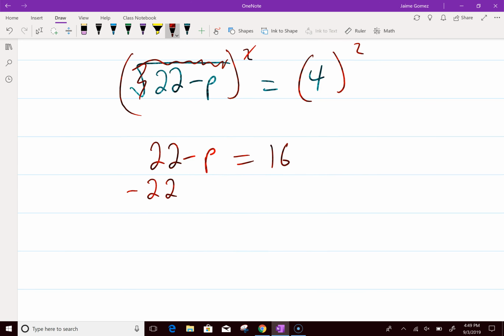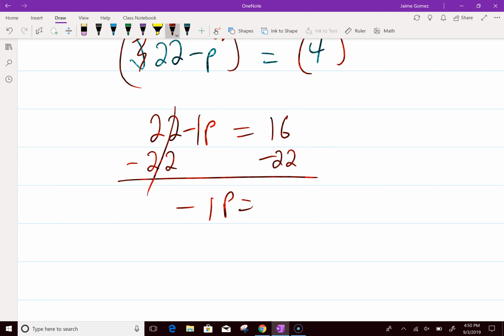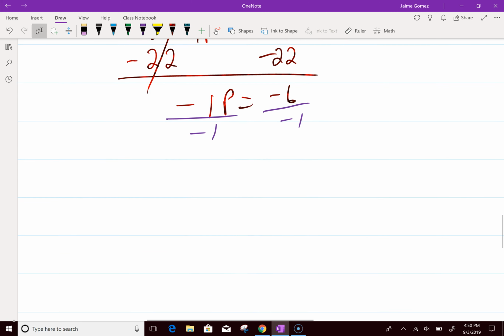Subtract the 22, so we get all the numbers on the same side. Negative 1p, because there's a 1 right there, is equal to 16 minus 22. What's that? Negative 6. Divide by the negative 1. Cancels, and you're going to get p is equal to a positive 6.